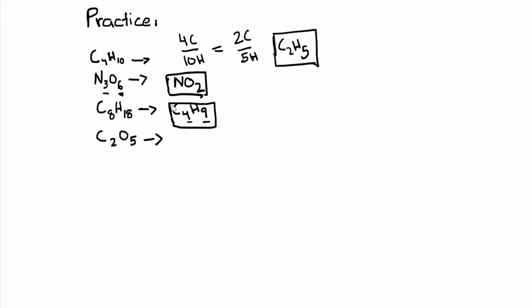And then finally, this one's a bit of a trick question. You have C2O5, and it's already in its lowest state. So that's just going to be C2O5 because no number is going to divide into 2 and 5 evenly so that it produces a whole number. So this compound is already in its empirical formula. You can't simplify it further.